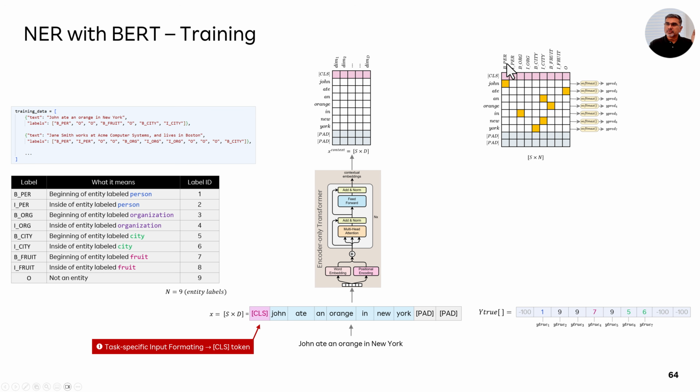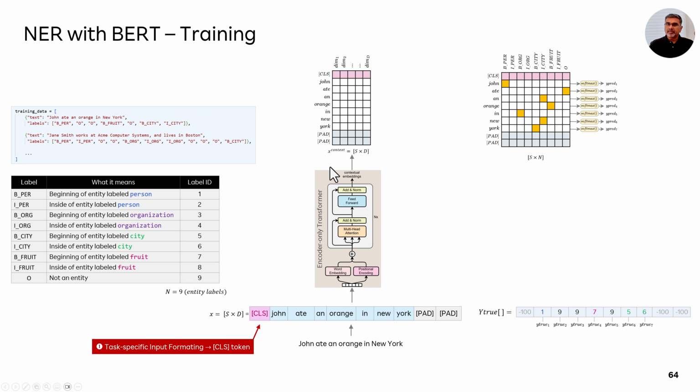So let's say it picks B_person, which is great. For ate, let's say it picks O, which is outside of a token. For an, it picks city. Again, it is not a city. We know that because the ground truth value says it is not. But that's fine, because until it is trained, it is going to produce wrong results, and over backpropagation, this will get fixed.